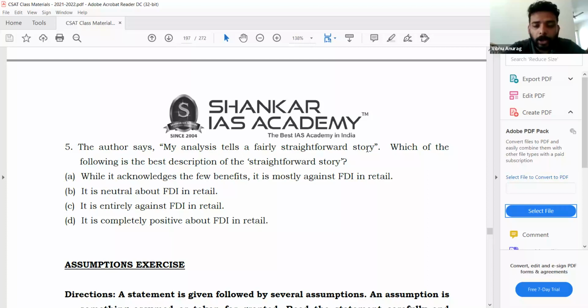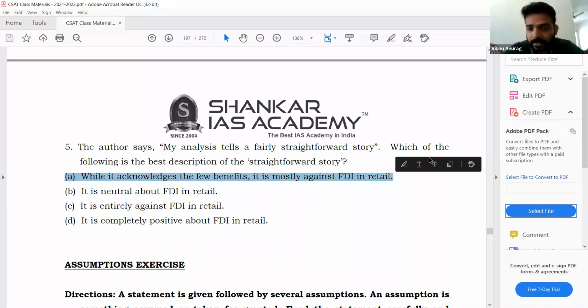See, remember I told you to eliminate extreme options. Eliminate C and D. It can't be C, he is not completely against FDI in retail. It can't be D, he is not completely positive about it either. It is A. While it acknowledges the few benefits, it is mostly against FDI in retail, because he highlights all the drawbacks. It is not B. He is not neutral. Neutral means neither positive nor negative, but he is highlighting all the negatives. So it is A. Fifth correct answer is A.